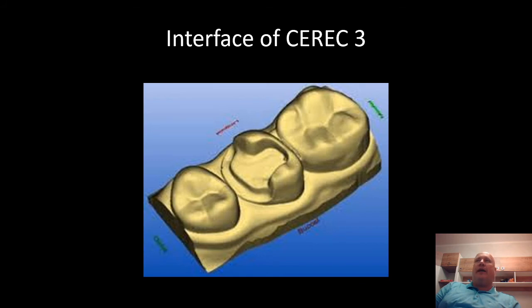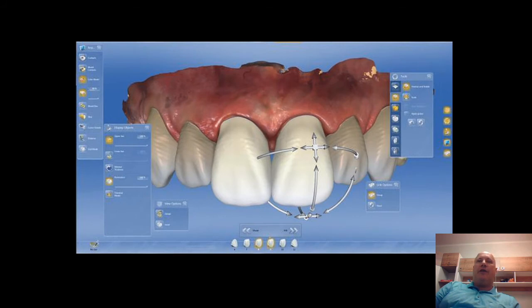Here on this slide, you can see an interface of CEREC 3. You can meet it in our classrooms. And here you can see the interface of the fourth generation of CEREC systems.